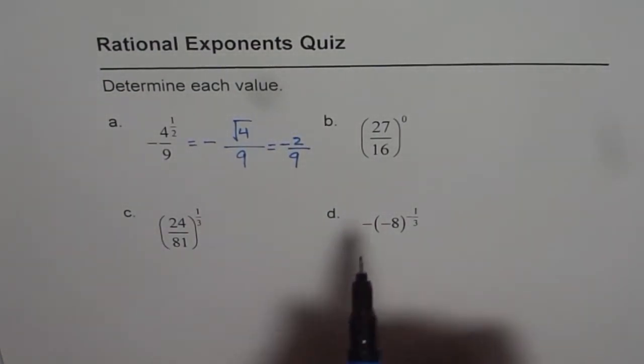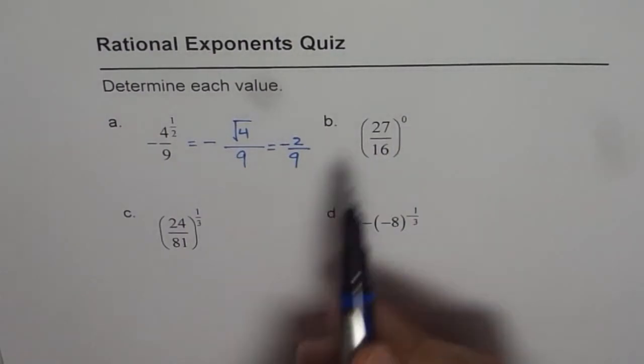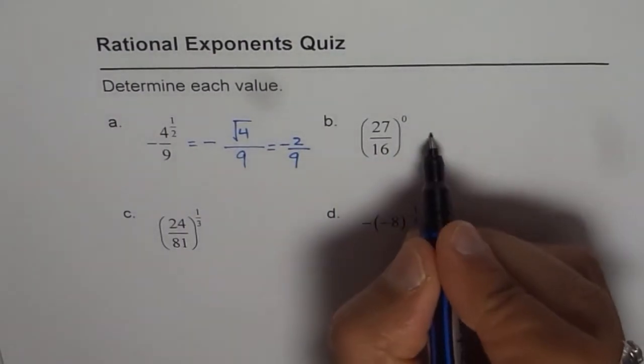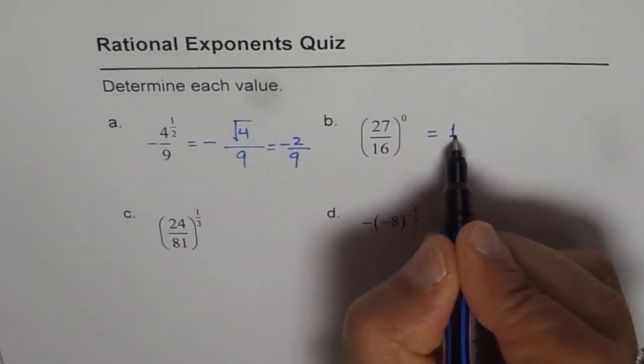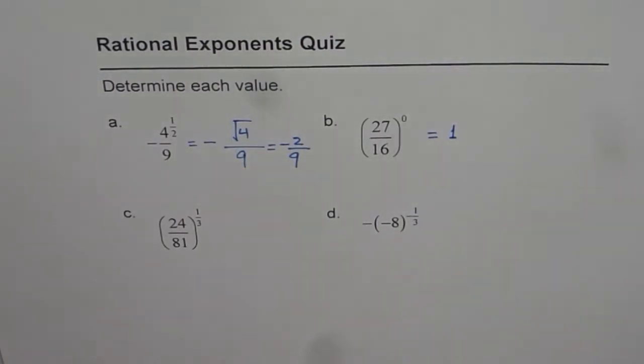The next one is 27 over 16 to the power of 0. Now anything to the power of 0 is 1. So 1 is our answer.